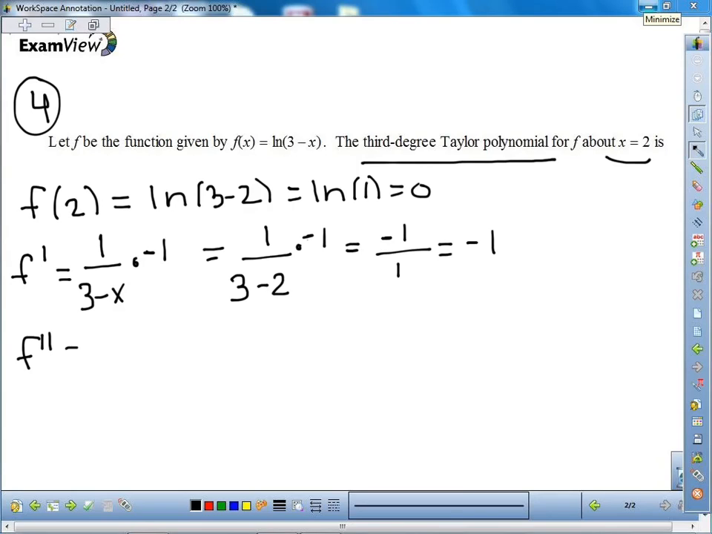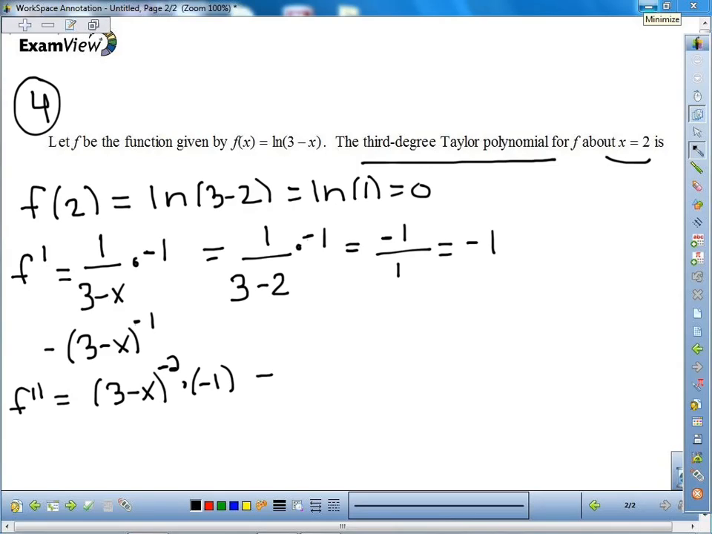The second derivative, so let me rewrite this as negative 3 minus x to the negative 1. The second derivative would be 3 minus x to the negative 2 times the derivative of the inside. So when x is 2, I'm going to have negative 1 over 3 minus 2 squared, which is negative 1.